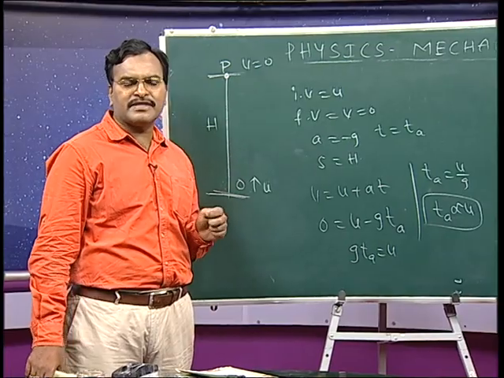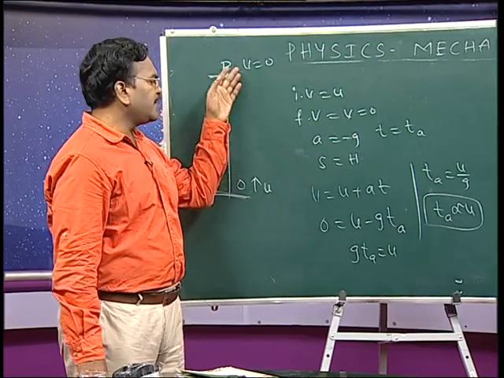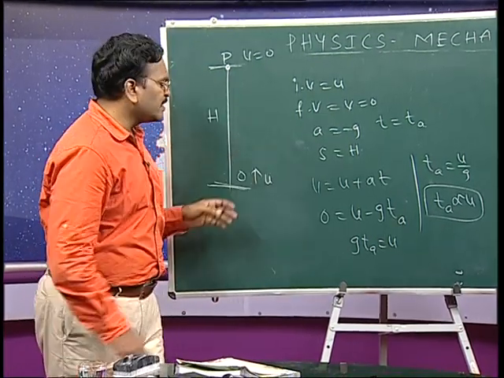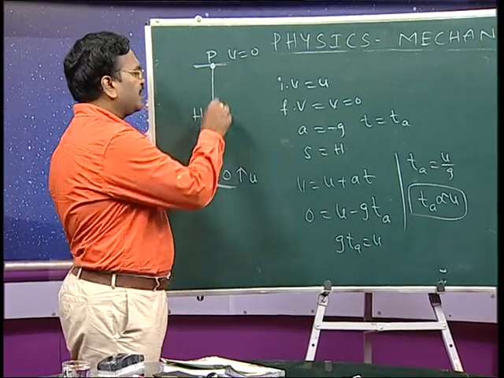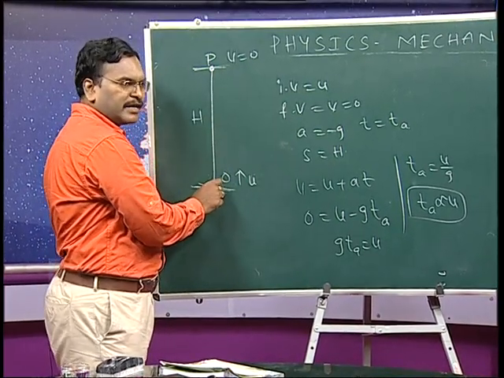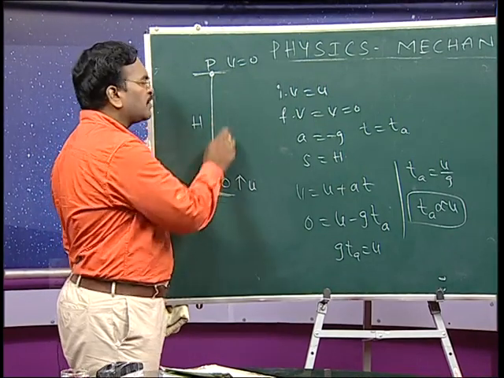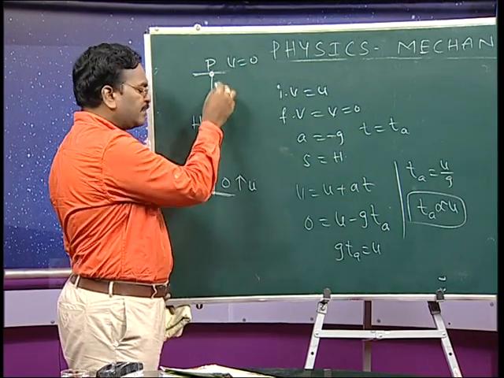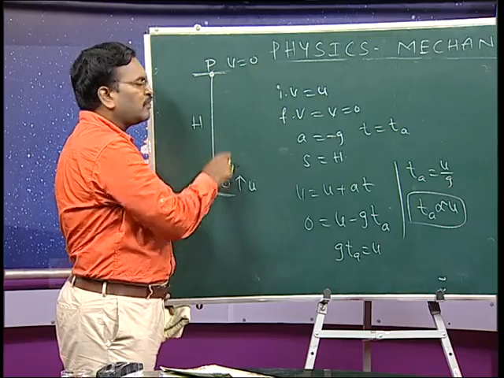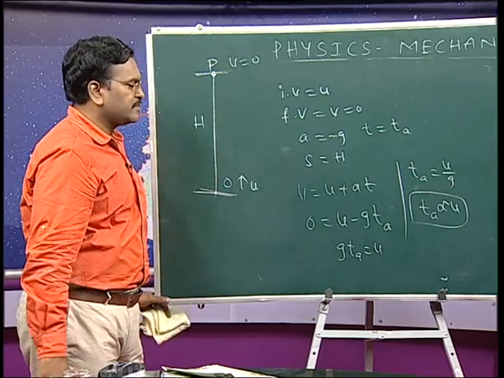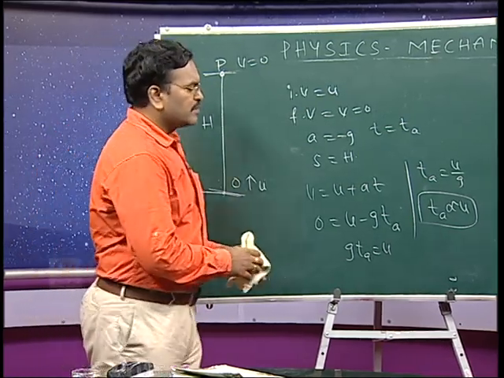Next we have time of descent. What is time of descent? Time taken by a freely falling body to reach the ground from maximum height. Time of ascent means time taken to go from ground to the maximum height. Time of descent is time taken by a body to reach the ground from maximum height.